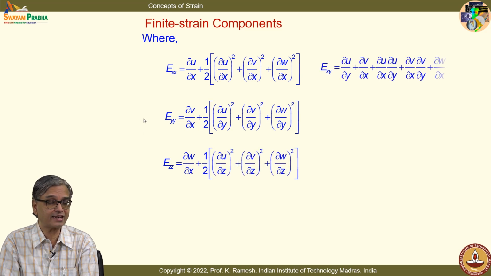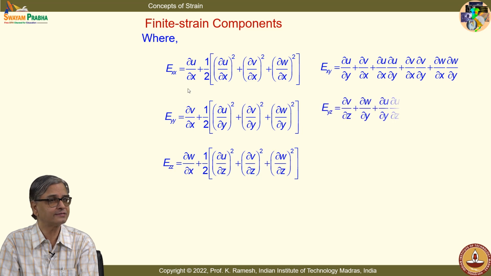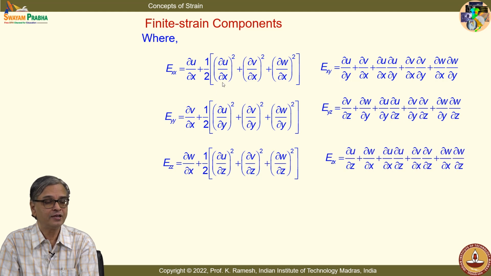Suppose I look at Exx, I have dou u by dou x, that we have seen as infinitesimal strain, plus 1/2 of dou u by dou x whole square plus dou v by dou x whole square plus dou w by dou x whole square, and you have this repeated cyclically. And when I go to the shear component Exy, I have this as dou u by dou y plus dou v by dou x. This is identical to what you have seen in your strength of materials infinitesimal strain. We have seen this as shear strain, okay.